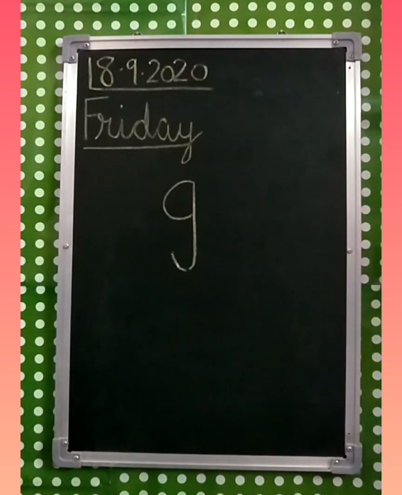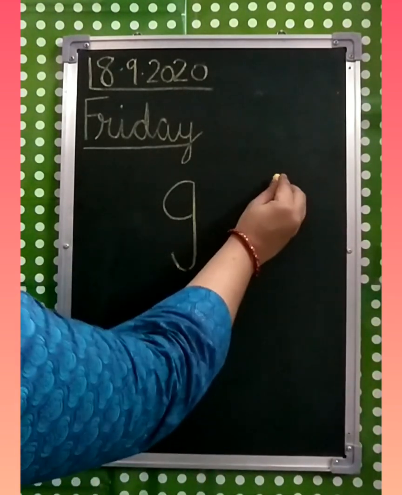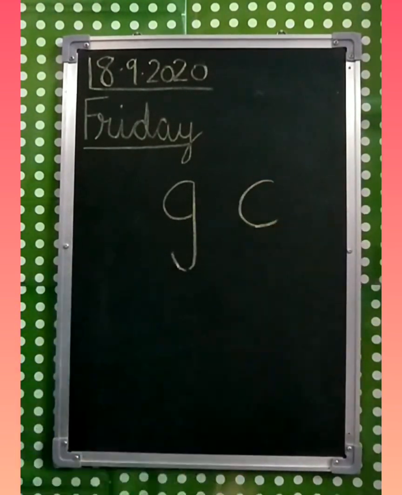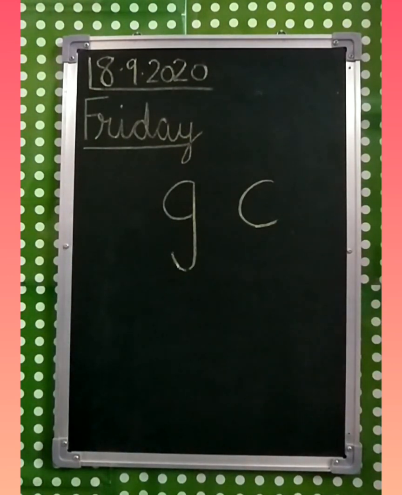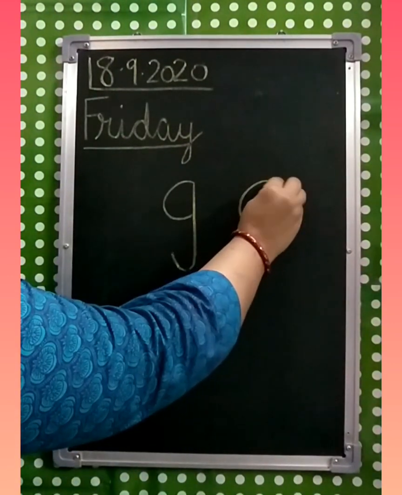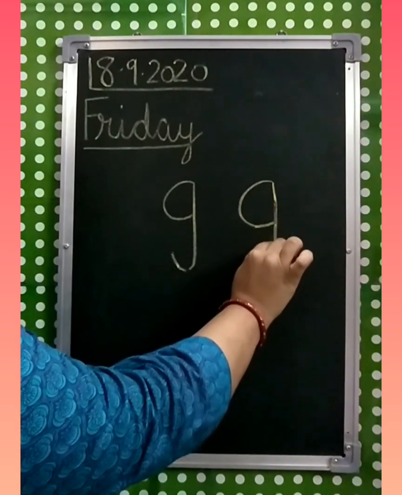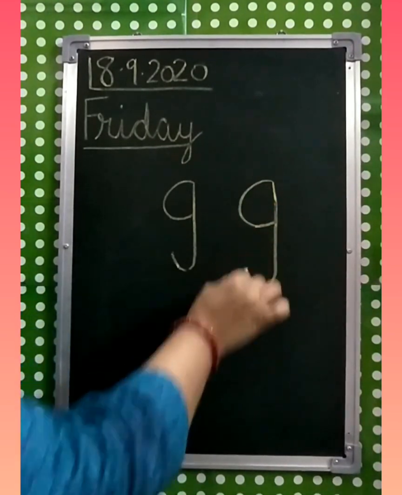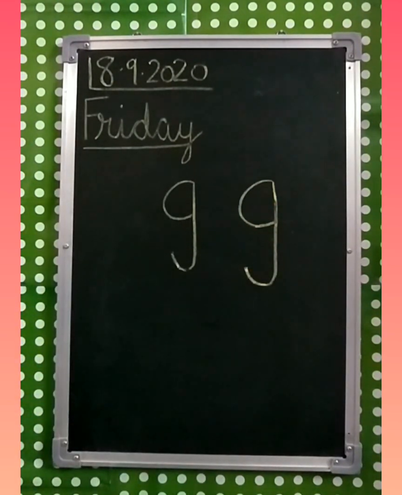G. What is the sound of G? G. Children, repeat after me, please. G. See again. First we will make a C, small c. This to all you know how to make. Then from this C we will make one standing line, come down and turn. That's it. This is small g.